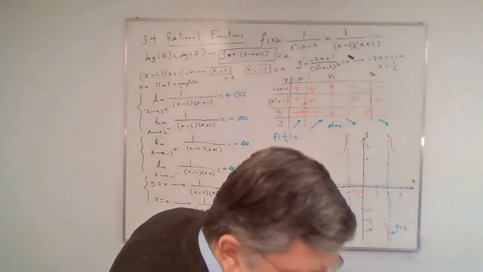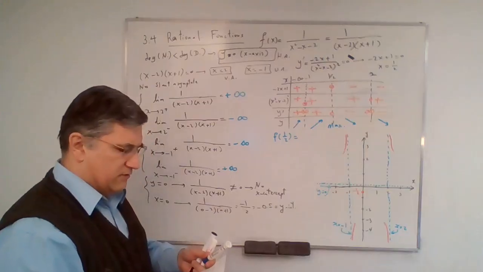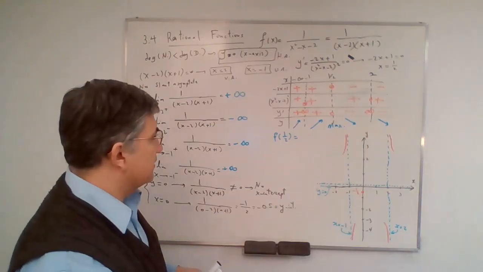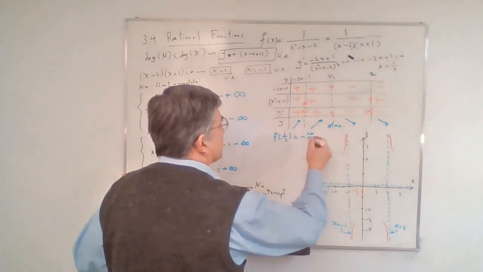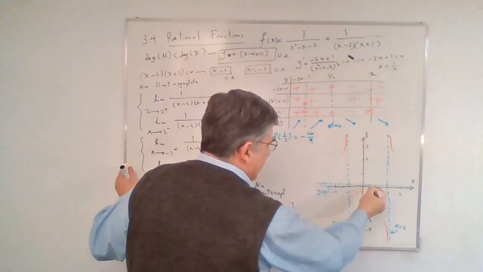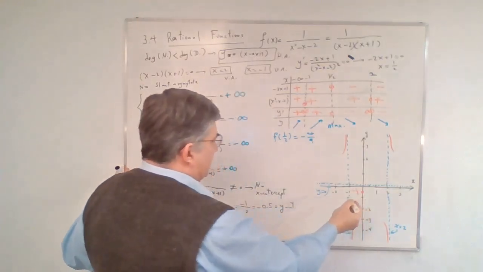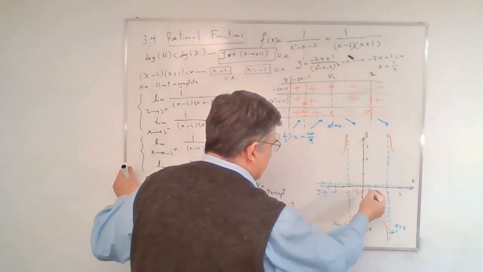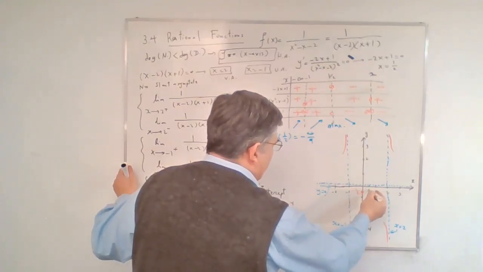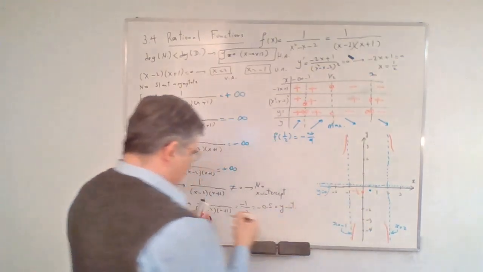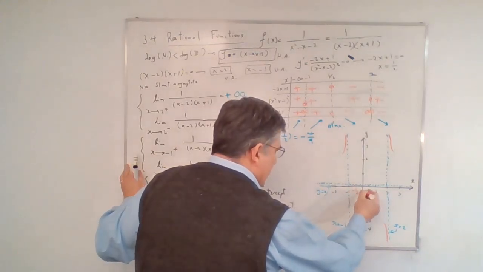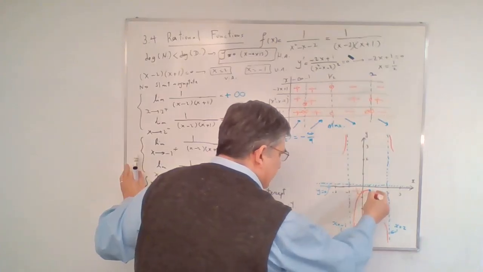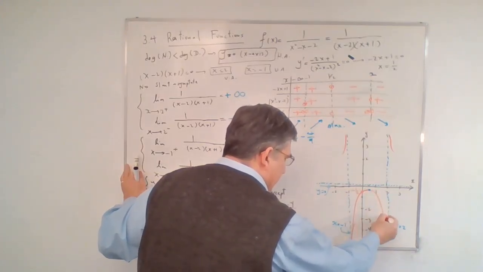Let me see. I had it written somewhere. 4/9, -4/9. You can do the calculation by using a calculator. So 1/2 is here, and -4/9 is somewhere here. So apparently the graph has a local maximum point over there, and the graph looks like this. I'm going to complete the graph now.